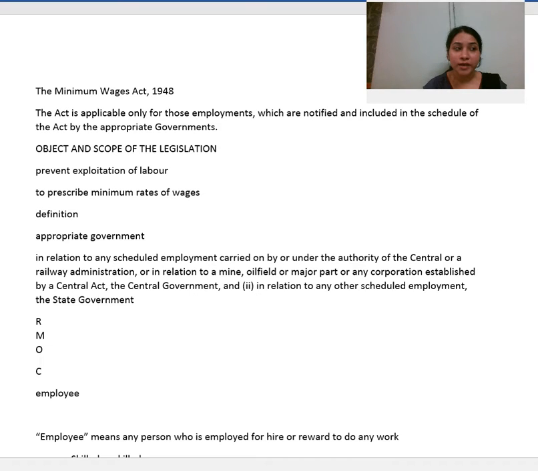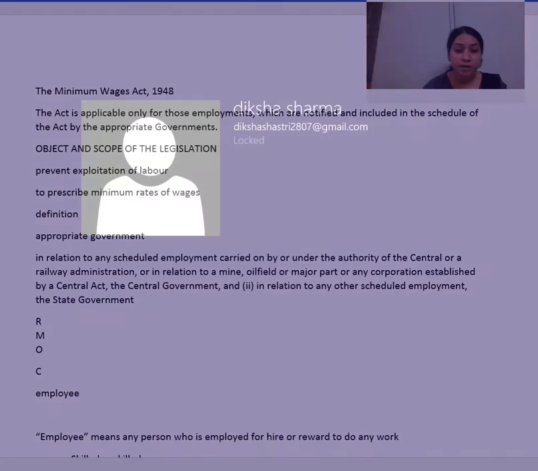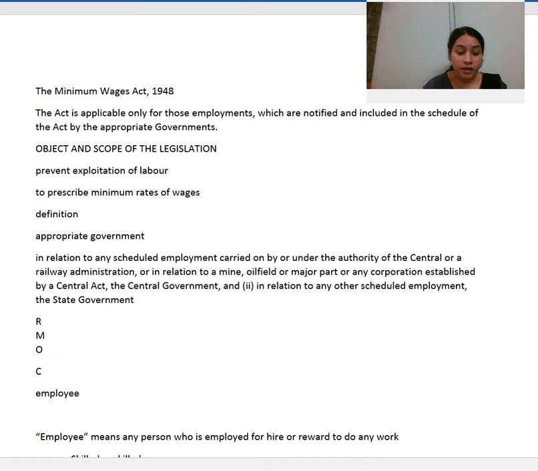Since in India there is large scale unemployment, people agree to work for wages which are not sufficient to sustain a life. Therefore, in order to prevent exploitation, it is necessary that some minimum amount of wage is provided to everyone, so that the laborer can sustain their life.